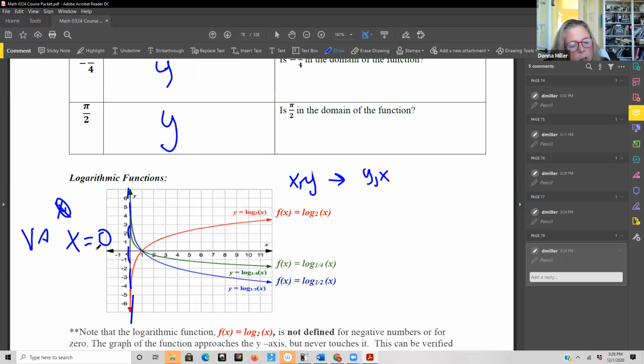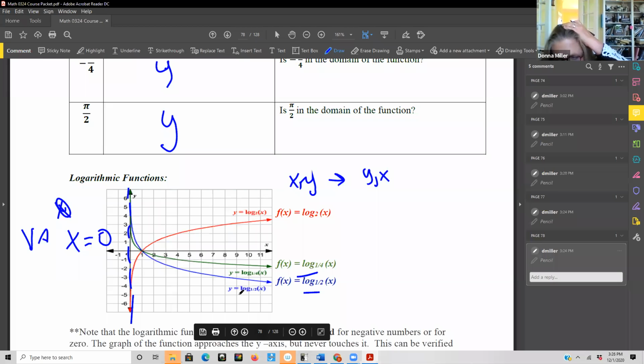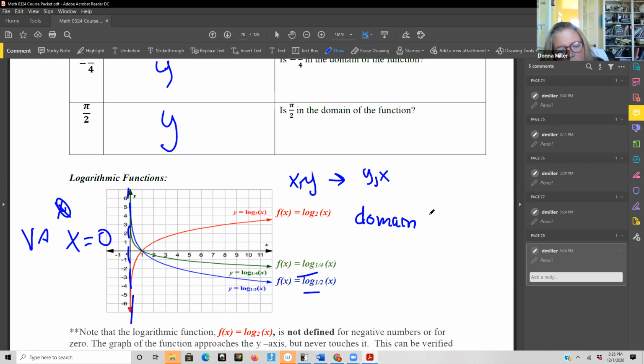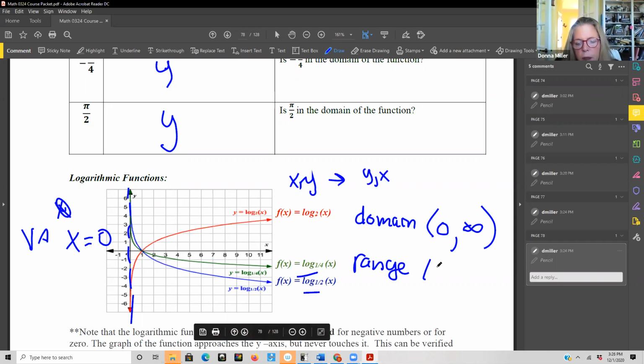All right. So when I look at the domain, and she's got some different bases here. If they have a number bigger than 1, they're going to look like the red graph. If they have a number less than 1, they're going to look like the blue and the green graph. The base can't be negative. The base can't be 0. Those are no-nos. So what was I going to say? Oh, if I look at the domain of this graph, for the logs, it starts at 0, not including 0, and it goes out to infinity for all of them, right? And the range, it goes down forever and up forever, so the range is all real numbers.